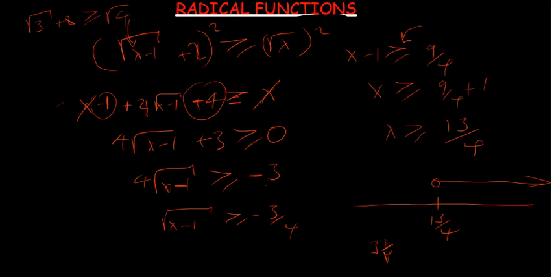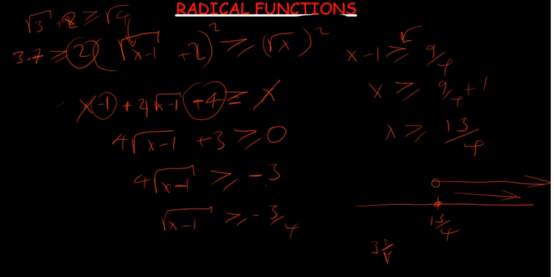So the root of 3 is 1.7. And 1.7, if we add the 2, we are going to get 3.7. Of course, that is greater than or equal to what? The root of 4, which is a 2. It is greater than. So the values which are this side are indeed working. Okay. They are working.